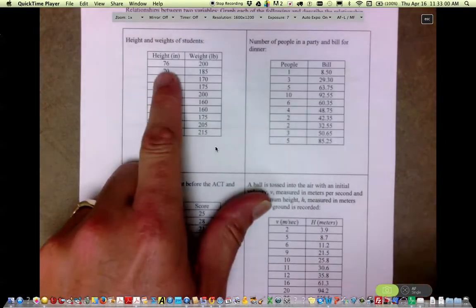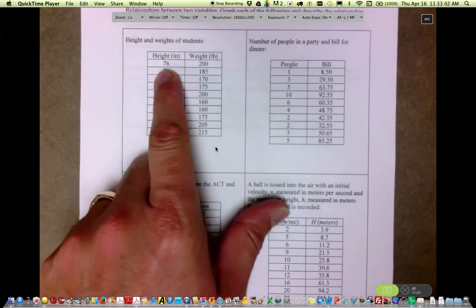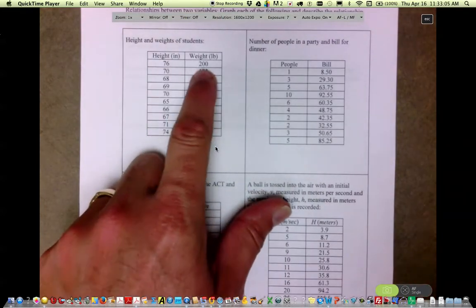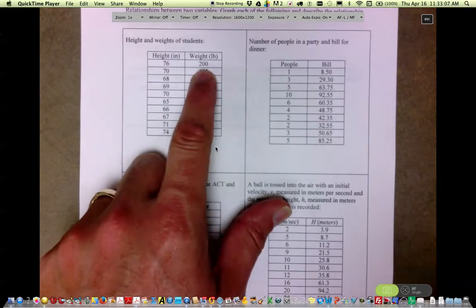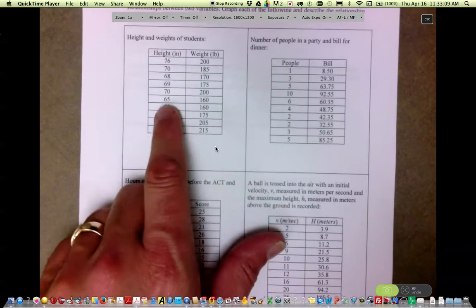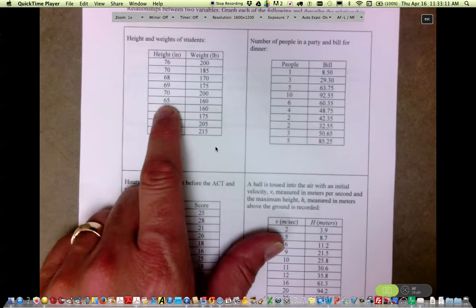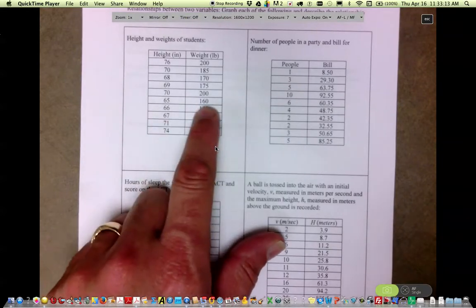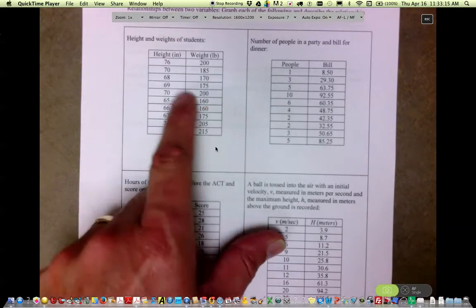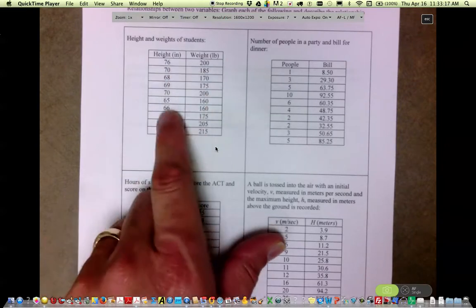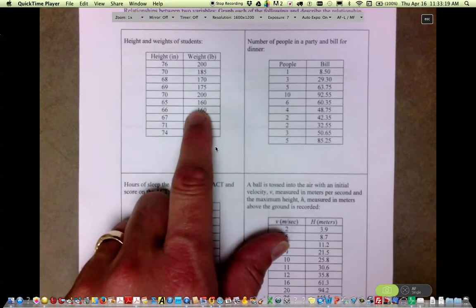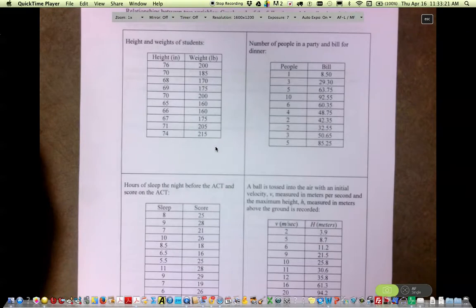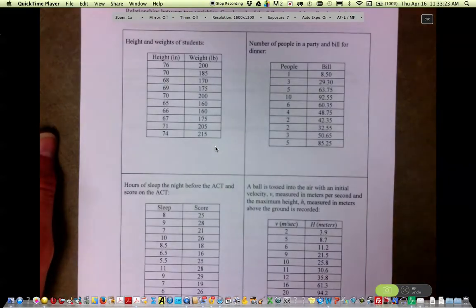Okay, for example, this guy is pretty tall, 6'4", and he weighs 200 pounds. If you compare him to this kid down here who is 65 inches tall, that's 5'5", he weighs 160 pounds. Alright, so it looks like this tall guy weighs more than the short guy weighs, which I think we'd expect. And so what we want to look at is, how are those data sets related to each other? How is the height related to the weight of a student?